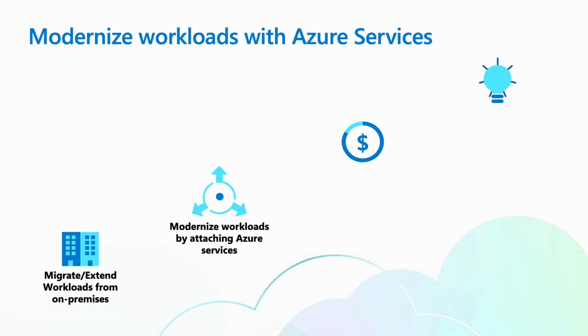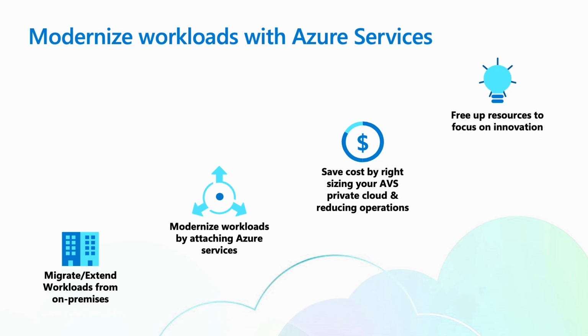So the next step we see is modernizing workloads by attaching services, what we're here to talk about today, and we'll look through some of those examples hands-on. You can save costs by right-sizing your AVS environment, your private cloud, and by gaining operational efficiency through the use of Azure services. And ultimately, this results in freeing up resources so that you can focus your organization on higher value tasks and innovation for your business.